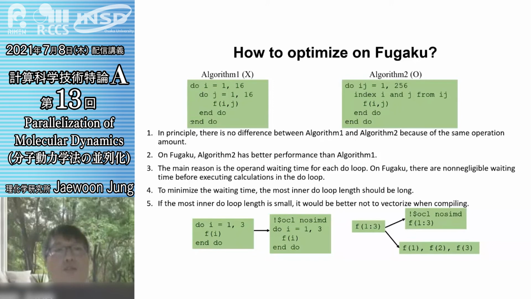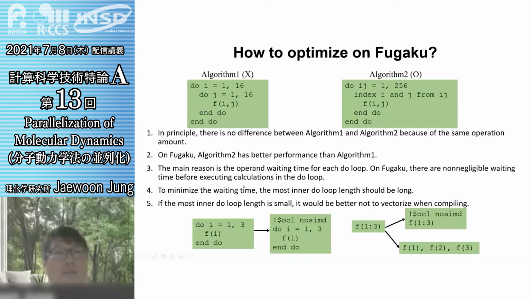And to minimize such waiting time to perform each do loop, we found that the innermost do loop should be as long as possible, and the number of calls of do loops should be minimized. So in this way, we found that by making a large do loop for the innermost part, we can reduce the overhead waiting time quite a lot, and we can increase the performance much better.